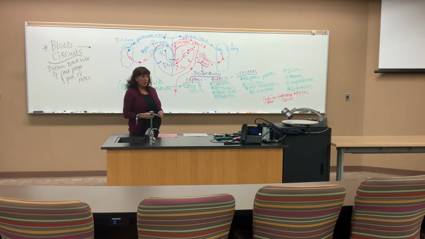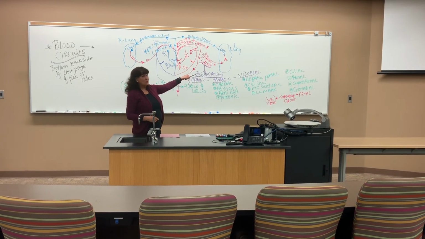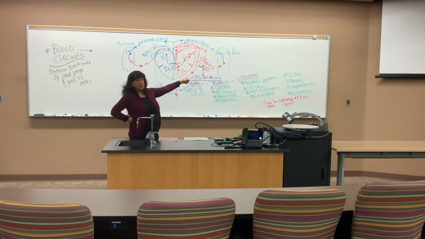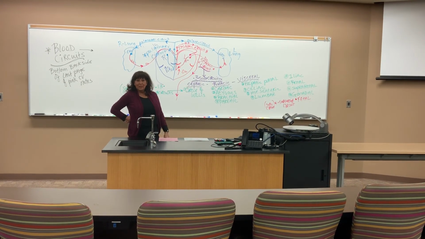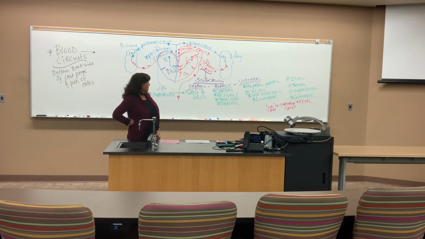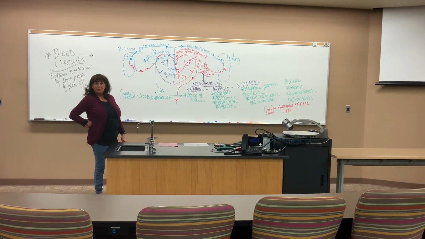But I'm going to draw a picture of the pulmonary circuit, taking blood out to exchange it with the lungs. And so basically that's part of the respiratory system too. So anyway, that's just how it breaks down in terms of where the blood goes. And so that would be it for the blood circuits.